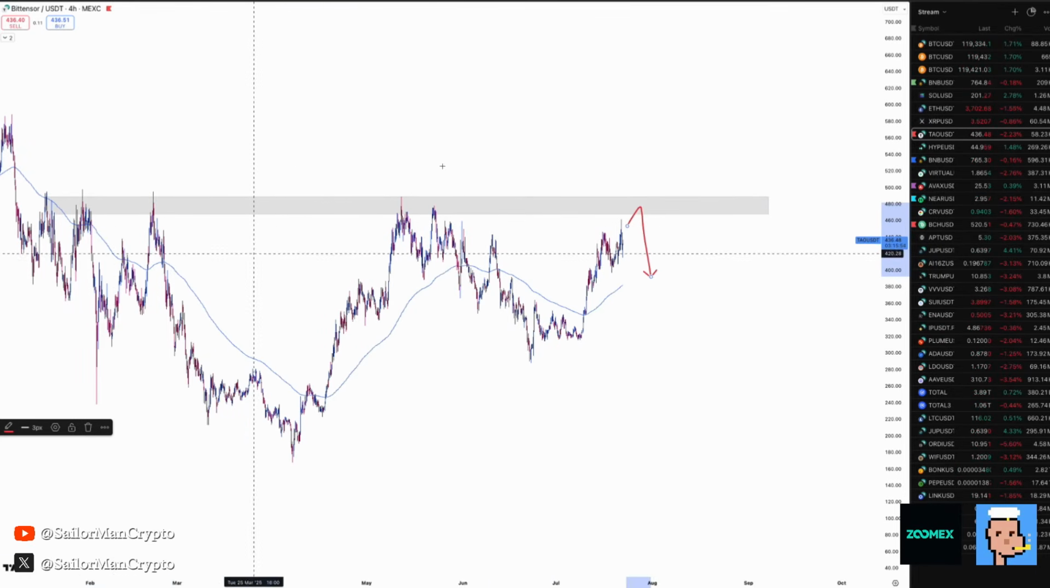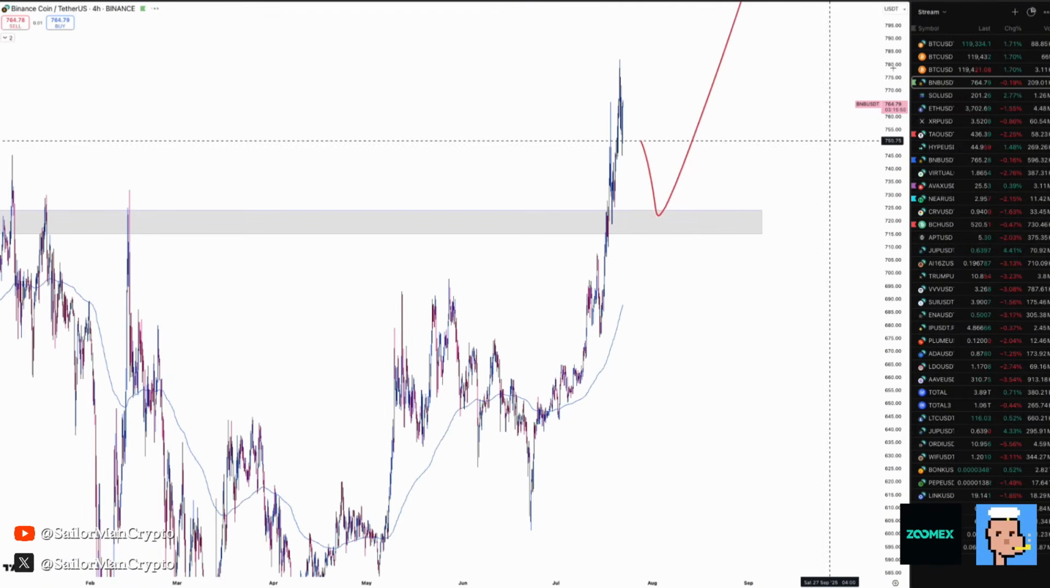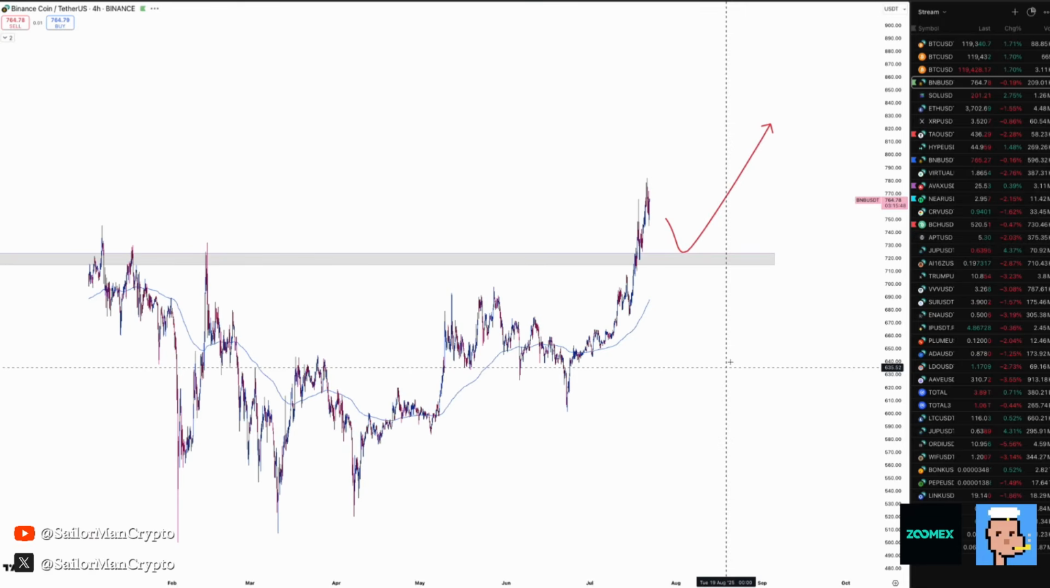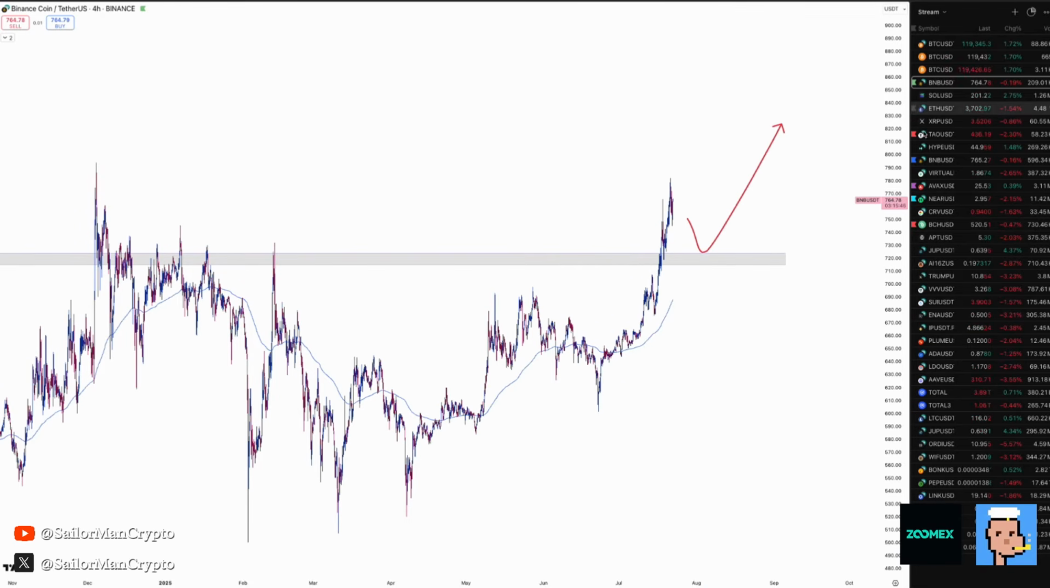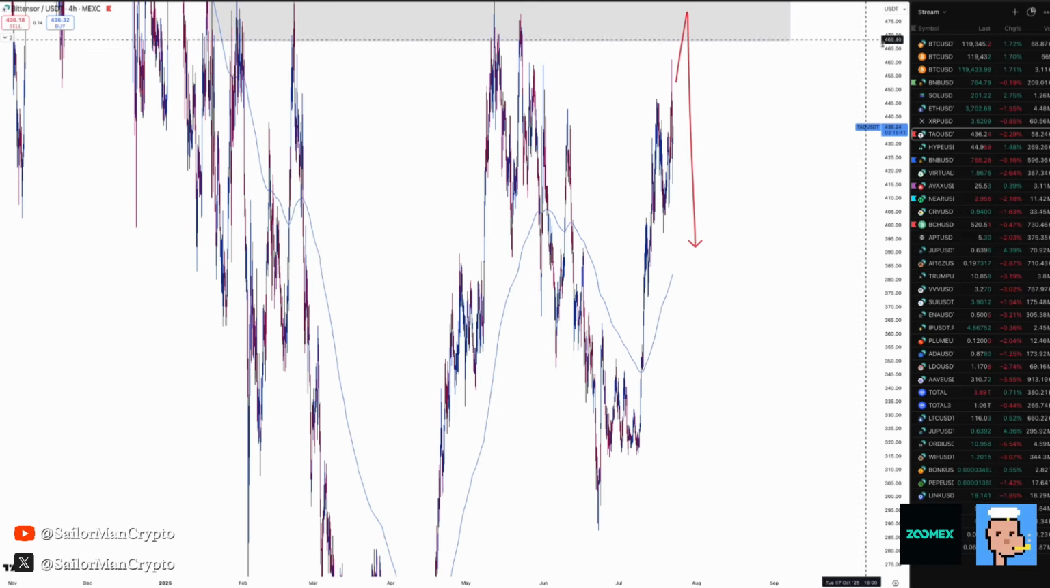Tau or Bittensor, because you see clearly the difference with BNB trading above this resistance in a bullish fashion, and Tau looks comparatively weaker than the other.